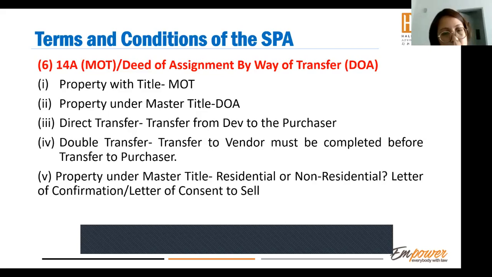Okay. For the assignment case, that means the property is still under master title. You must ascertain whether the property they are selling is a residential property like a condominium, service apartment, or a non-residential property. If it is a residential property, you only need to get the letter of confirmation from the developer to confirm all the property details and the ownership are correct. Or if the property is a non-residential property like a shop lot, office lot, factory, then you must get a letter of consent, which is the vendor's obligation, to get a letter of consent to sell from the developer. And also the deed of assignment must be endorsed by the developer for this non-residential property.